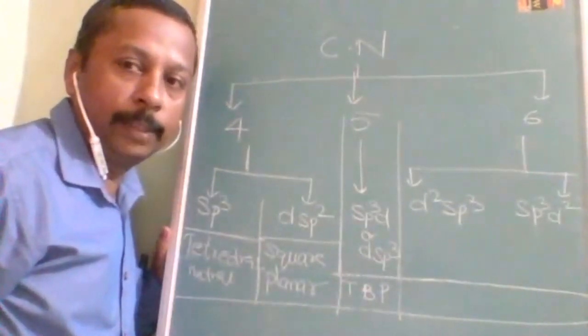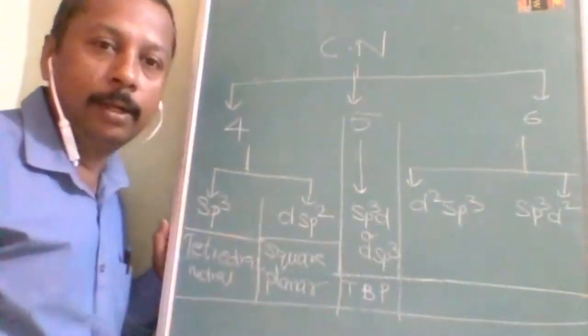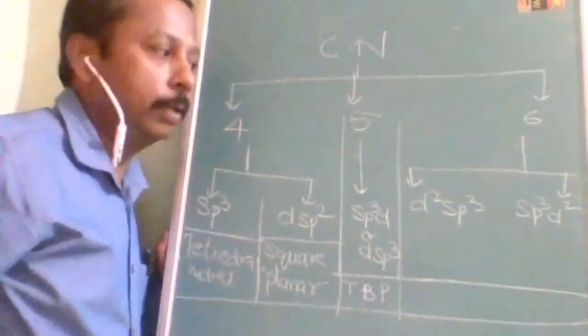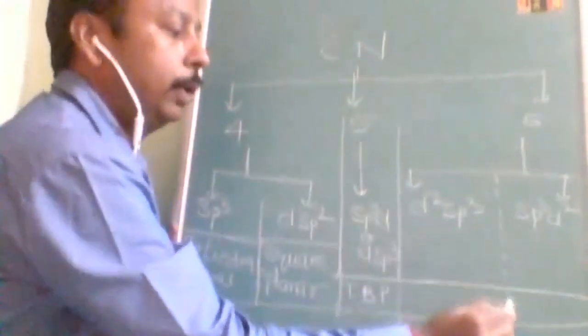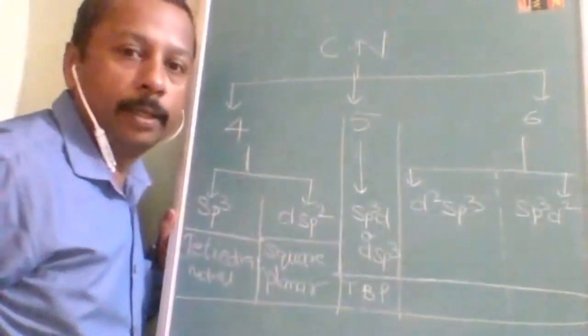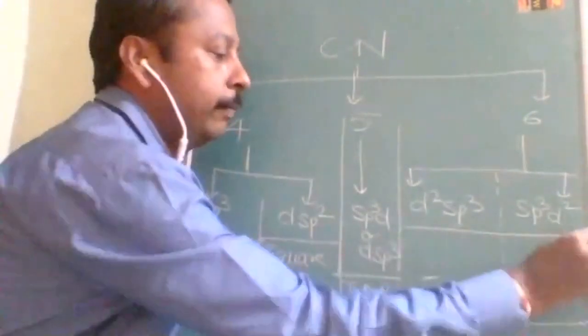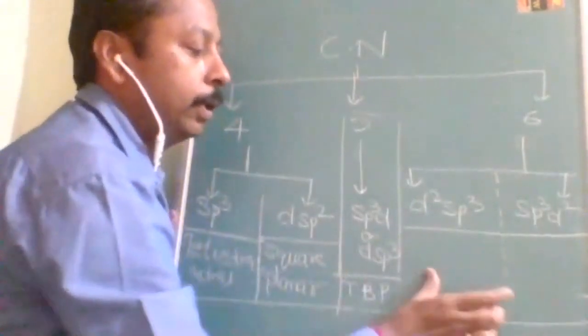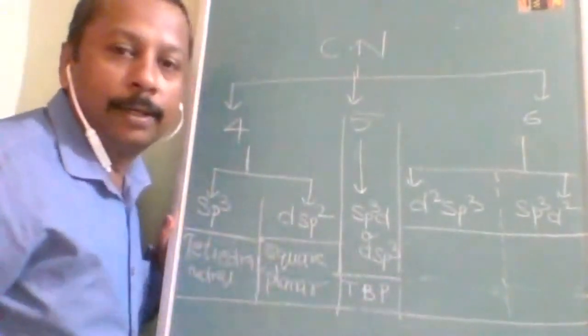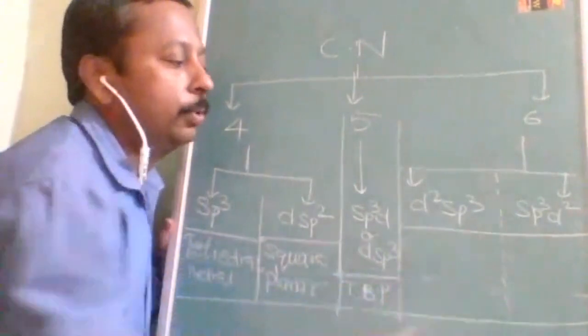One triangle will be there. How many pyramids will be there? Two pyramids are going to be there. Okay. Now here d2sp3 and sp3d2, both structure wise same, but what is different? Very good. The energy is going to be different. Understood? Structure wise both are same.